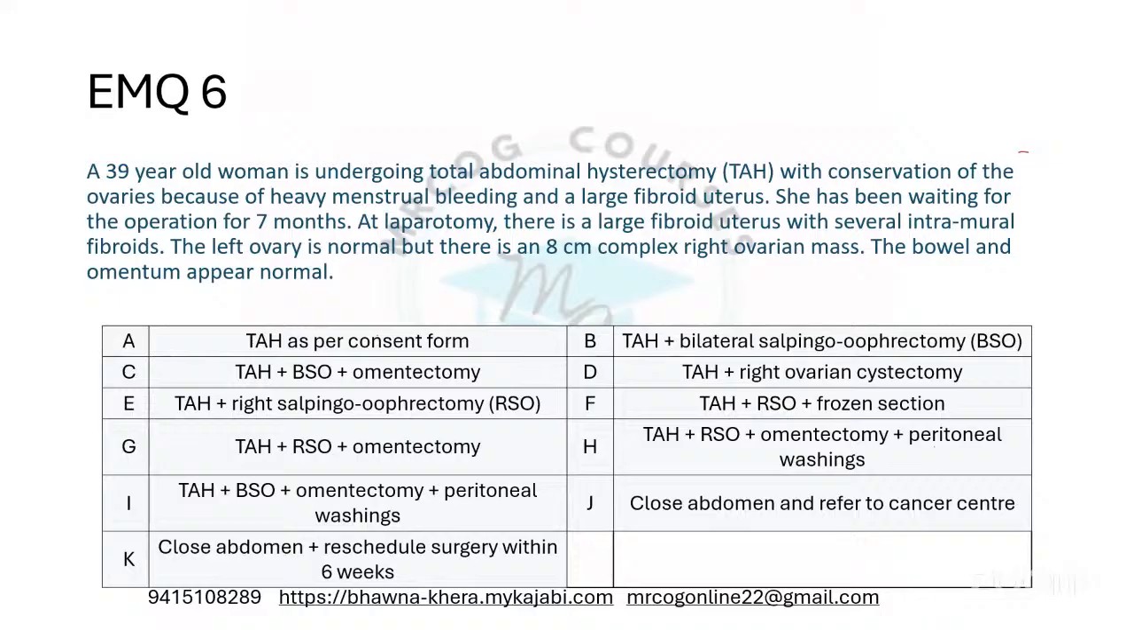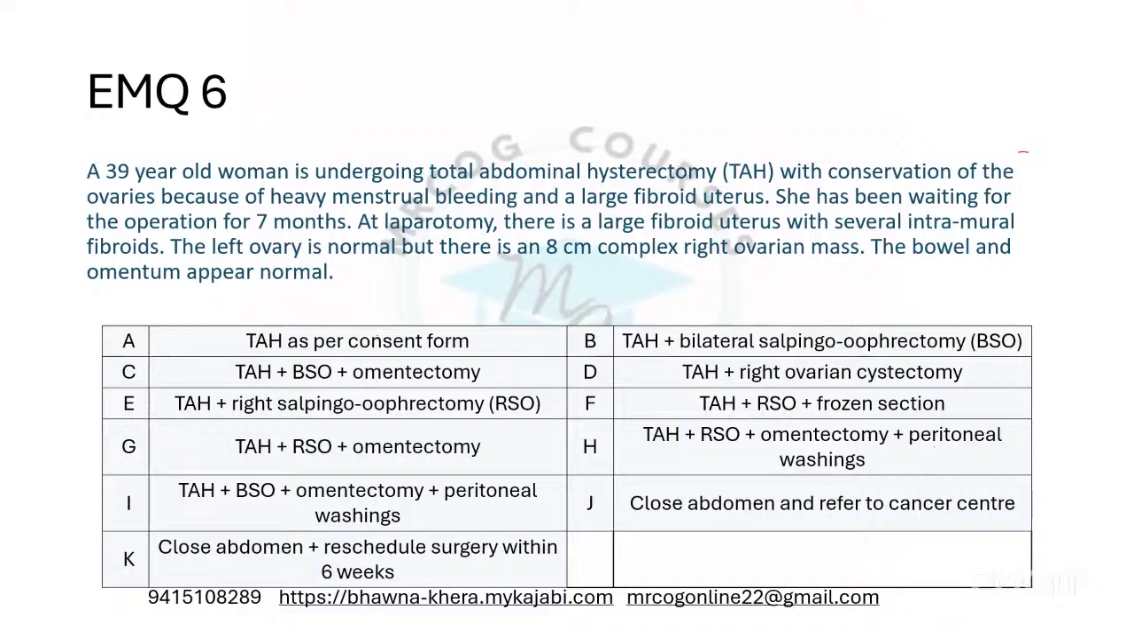Now, because she has come to the OT after 7 months and she has heavy menstrual bleeding, at least we cannot close the abdomen and just send her back, because that will not be in the best interest of the patient. So definitely we need to proceed with the TH here.